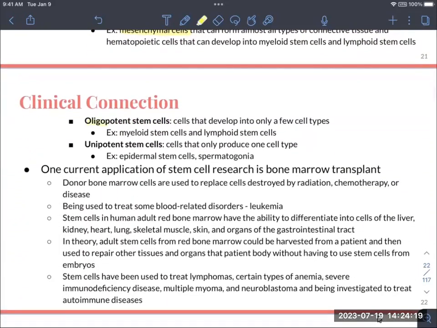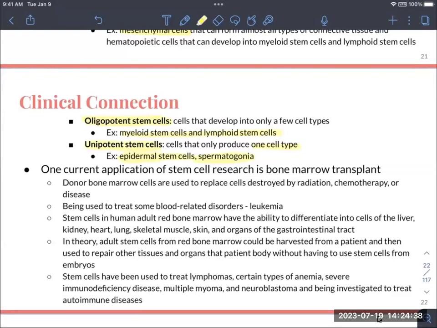Oligopotent stem cells, these are pretty specific. Myeloid stem cells or lymphoid stem cells, and we have unipotent stem cells. They can only become one type. So epidermal or spermatogonia.